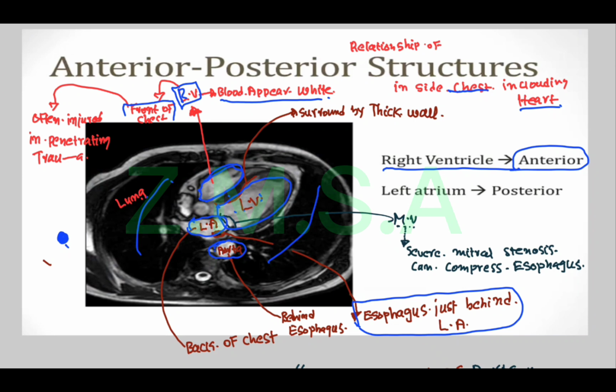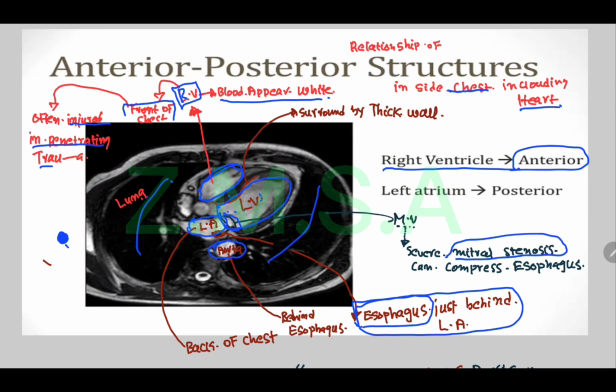Here is the mitral valve, between the left ventricle and left atrium. If someone is suffering from severe mitral stenosis, which means narrowing of the mitral valve, then blood accumulates in the left atrium, and the pressure in the left atrium increases. The increased pressure can compress the esophagus and can lead to difficulty in swallowing.